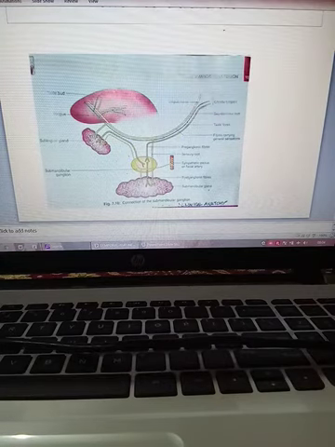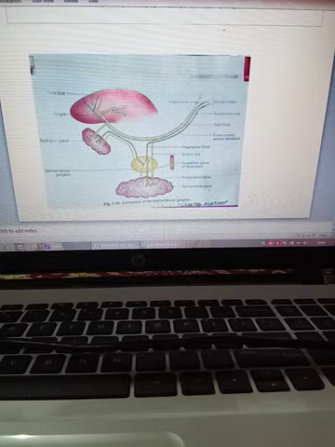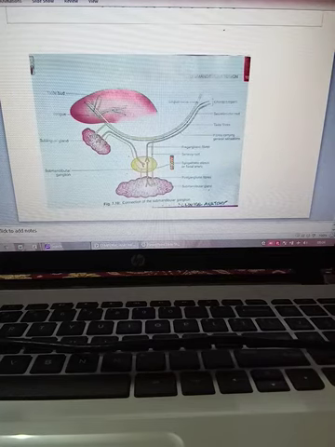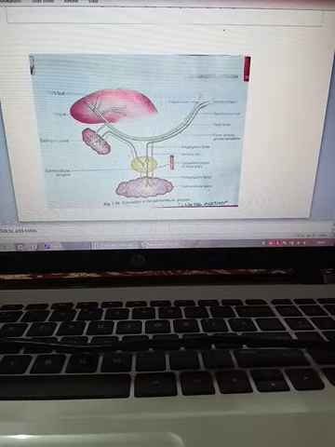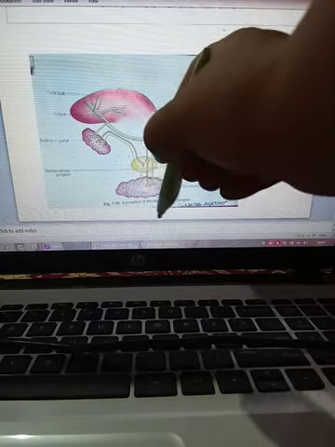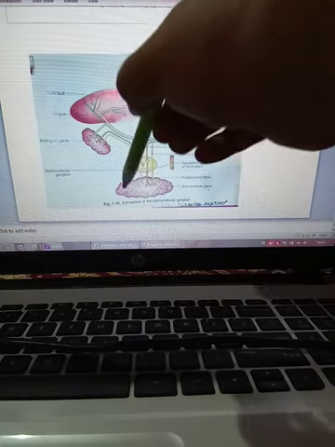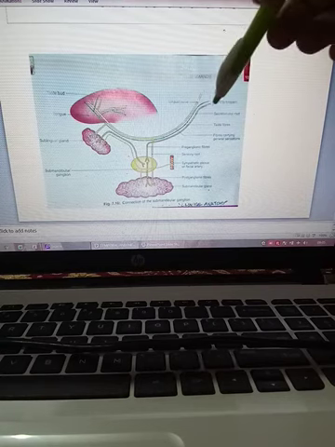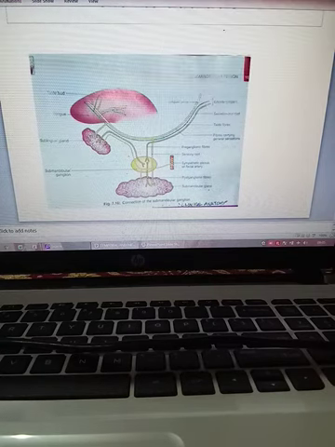Then sympathetic supply. This was the parasympathetic connection. Sympathetic comes from the plexus around the facial artery. It contains postganglionic fibers arising from the superior cervical ganglion. These don't relay in the ganglion. They supply the vasomotor fibers to the submandibular and the sublingual glands. Sensory fibers reach the ganglion via the lingual nerve.